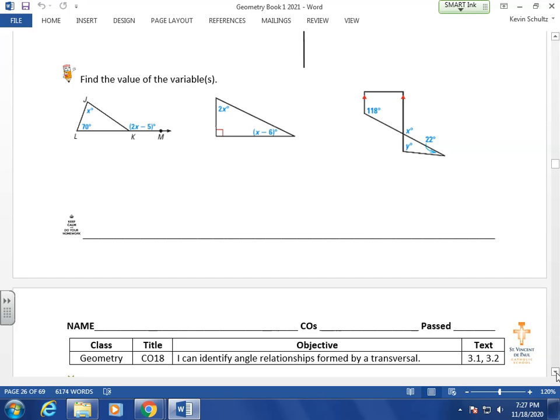But here's some examples of what you might see in your book assignment or on the quiz. It says find the value of the variable or variables. Okay, this first one, we only have an x. And recognize, we've got a triangle here with this exterior angle on the outside. And the other two angles that were given are the two non-adjacent interior angles.